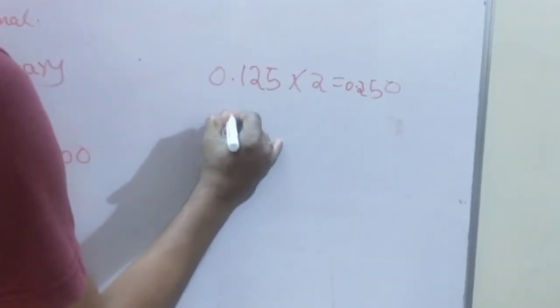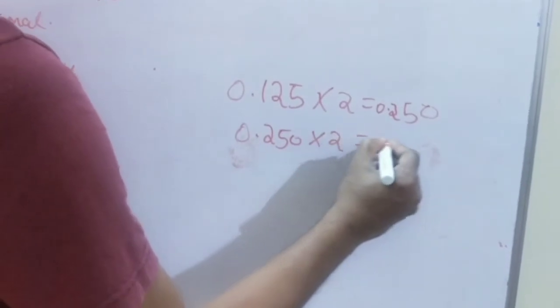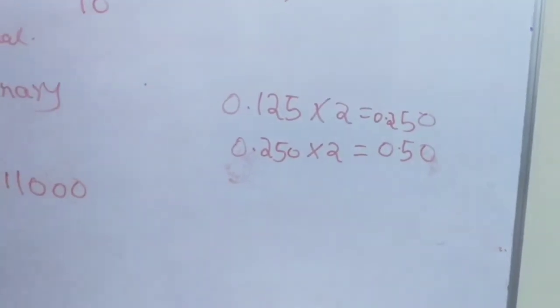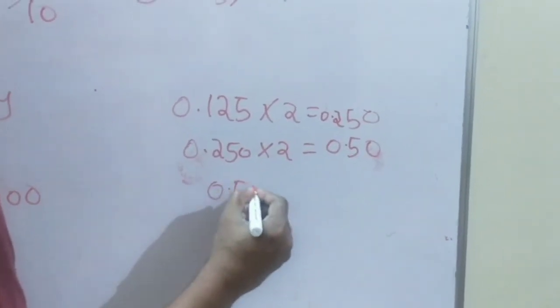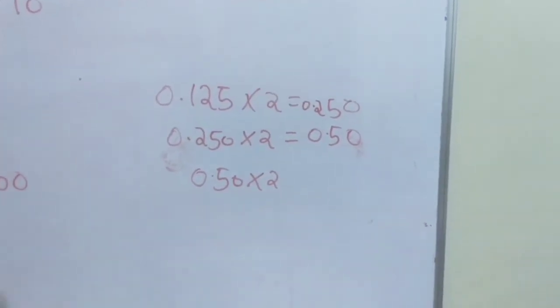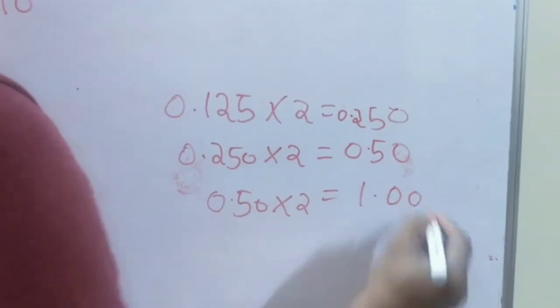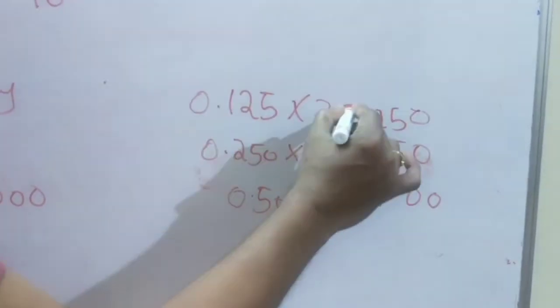What is the fractional part? 0.250. 0.250 into 2, what will we get? 0.50. We still didn't get a whole number, so repeat it. You need to go on multiplying until you get a whole number. 0.50 into 2 is nothing but 1. So we have gotten a whole number here. This is the point where you need to stop.